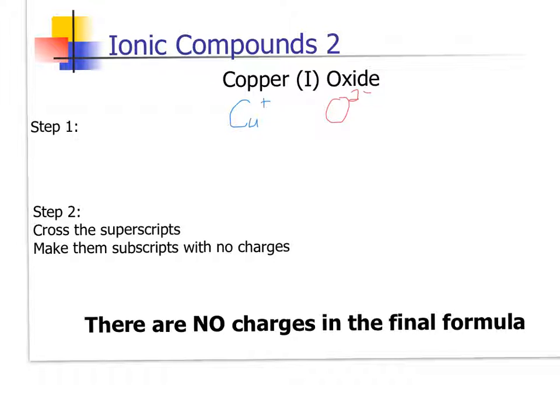Now we need to do the crisscross method. I'm going to change those colors a little bit. So that's going to be there and there. And so now, here, I don't write the 1 on the oxygen, but the 2 on the copper has to happen. So we have Cu2O. I don't write the 1 that would be subscripted on there; just writing oxygen indicates that there is one of those there. And that's what we have. Notice again, I have no charges in the final formula.